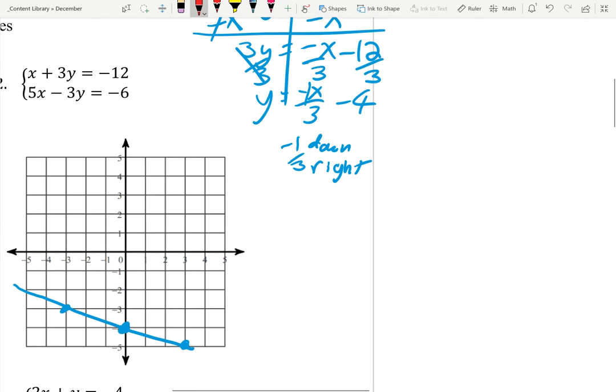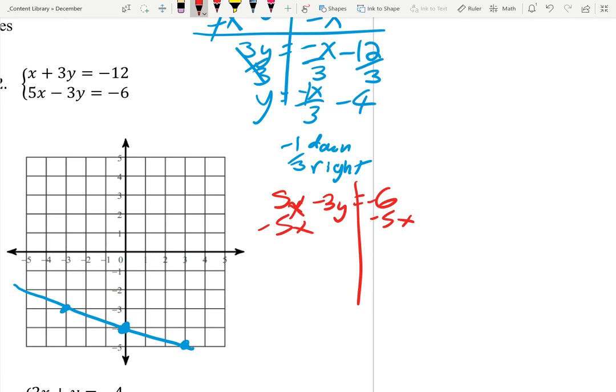Now we still have the other line to graph. The other line is 5x minus 3y equals -6. We're going to start, again, by moving the x term, so subtract 5x. And we end up having -3y equal to -5x minus 6. And then we'll divide by -3.